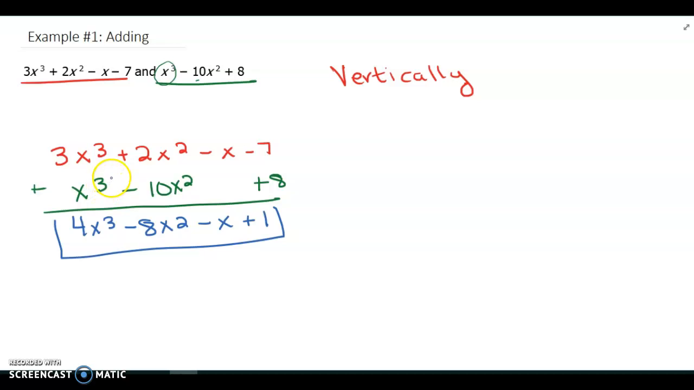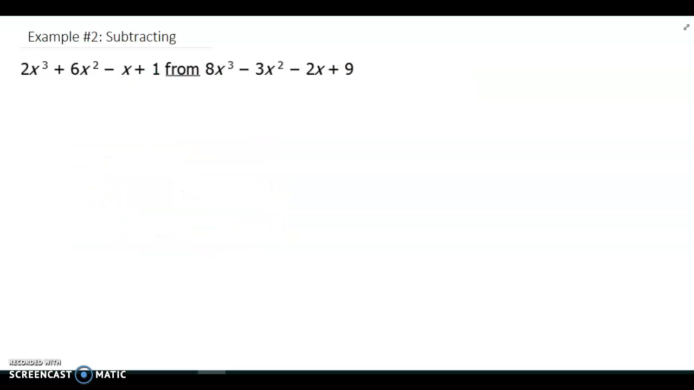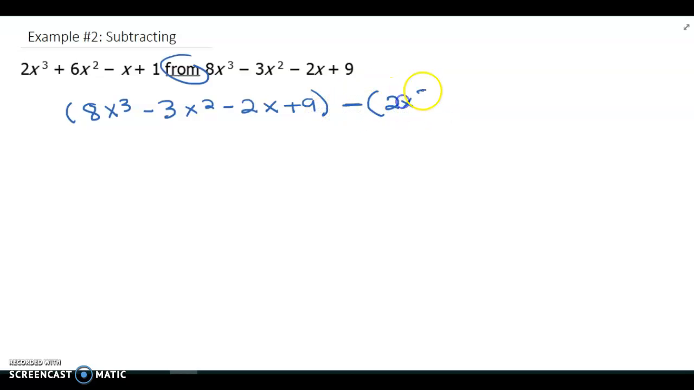So whichever way you prefer or you're more comfortable with, please use that way. All right, let's look at example 2 now. In example 2, we are subtracting. Okay, so notice it says 2x cubed plus 6x squared minus x plus 1 from 8x cubed minus 3x squared minus 2x plus 9. So what that means is we would have 8x cubed minus 3x squared minus 2x plus 9 minus 2x cubed plus 6x squared minus x plus 1.